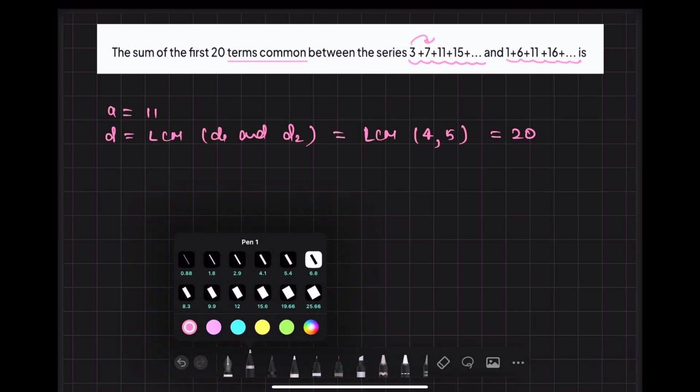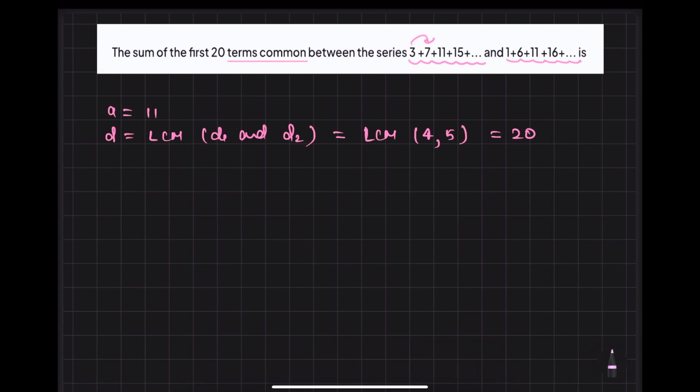Now you got your common series, which will be an AP whose first term will be A and the common difference will be 20. Now what we have to do? We have to find out S20. So S20 means what? N by 2 into 2A plus N minus 1 into D. Common difference is 20. Okay. Now if you observe, I can eliminate, I will take 2 common from the bracket.